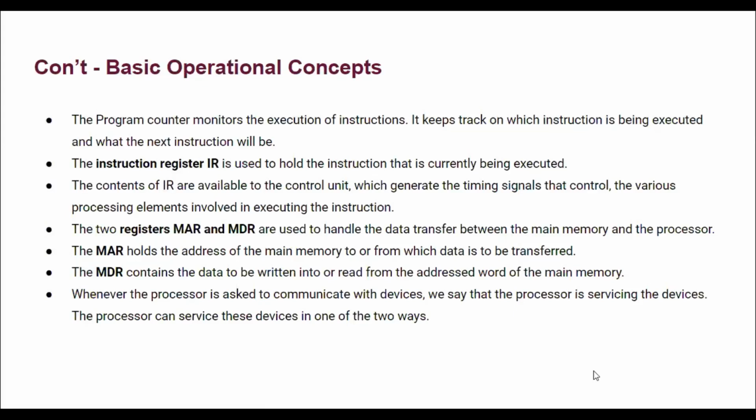So MAR stands for Memory Address Register, whereas the MDR stands for the Memory Data Register. Both are used to handle the data transfer between the main memory and the processor. The MAR holds the address of the main memory to or from which data is to be transferred, and the MDR contains the data to be written into or read from the address of the main memory.